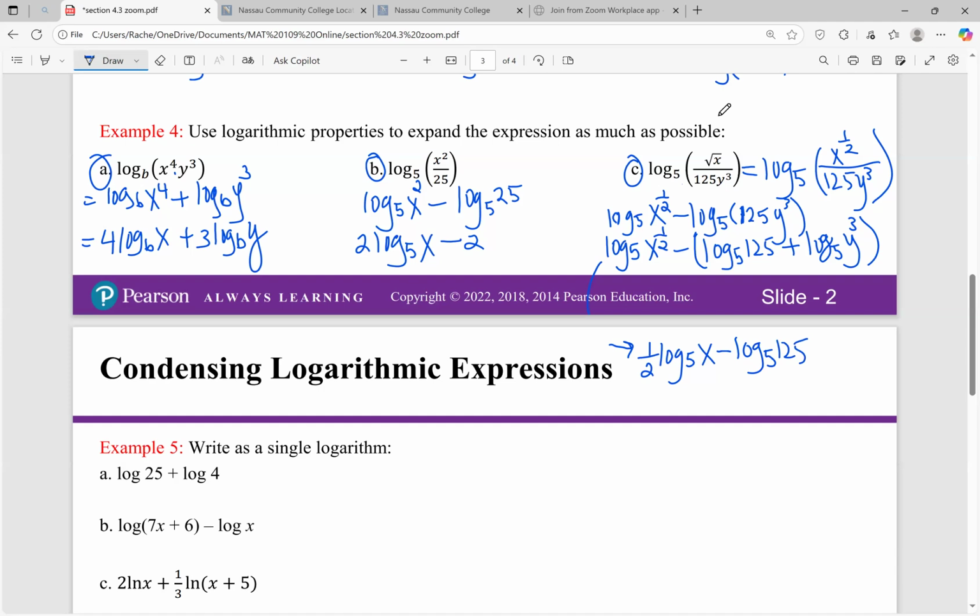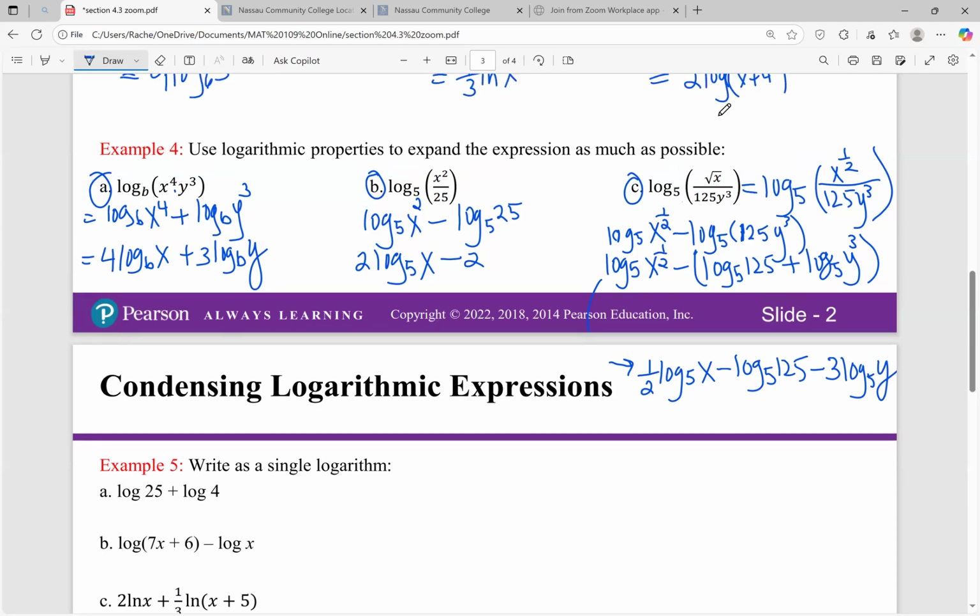And then now distribute the negative again. So minus, and I'm also going to use my power rule. So bring the 3 down to the front. So 3 times the log base 5 of y. And I can also simplify log base 5 of 125. It's 3, right? Because 5 to the third is 125. So my final answer is going to be 1/2 log base 5 of x minus 3 minus 3 times the log base 5 of y.